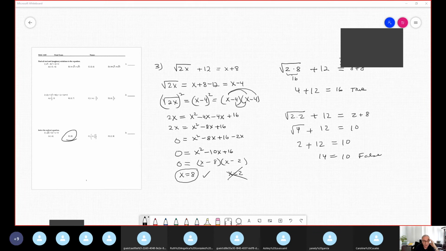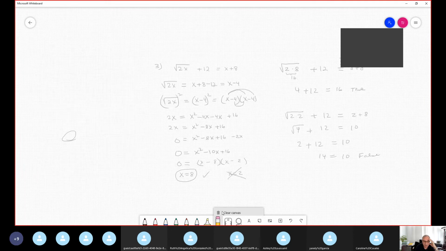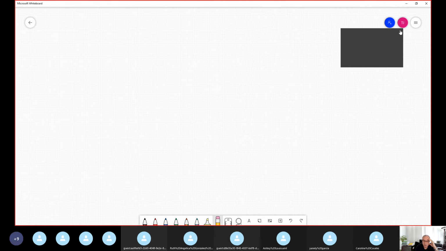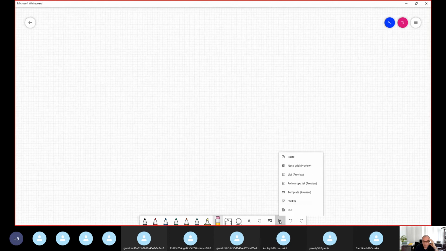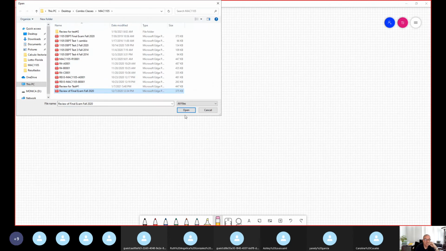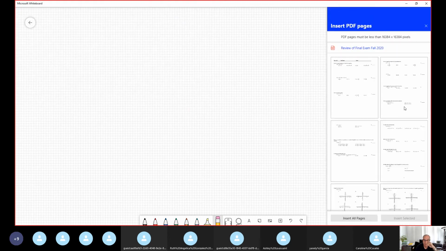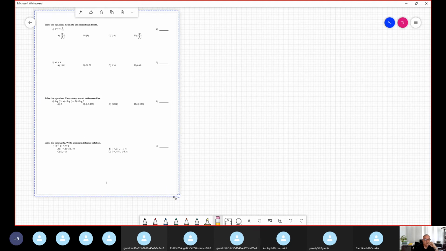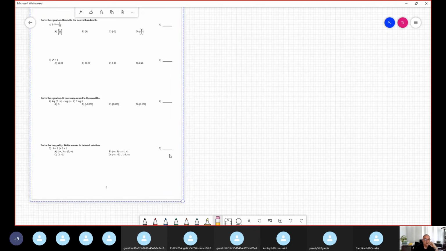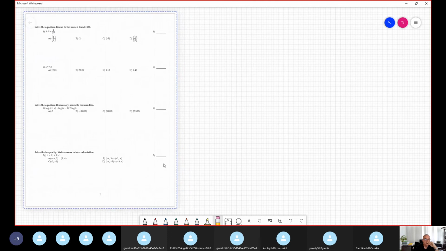Because the last thing that we covered, let me erase the board completely. Again, I want to attach the PDF. Okay, review for the final. Good. But now the second page. Look at that second page. Second page now is, look, we have exponential equation.